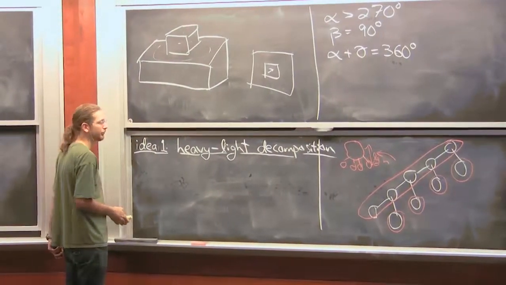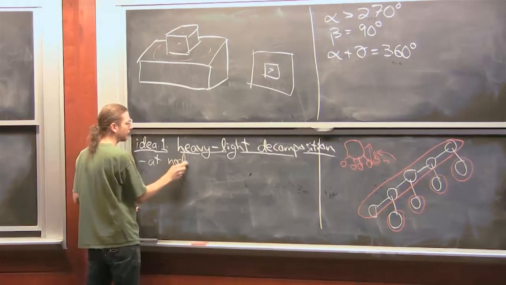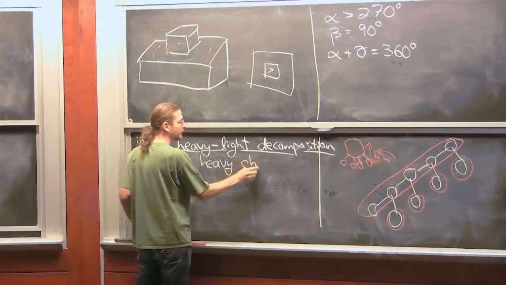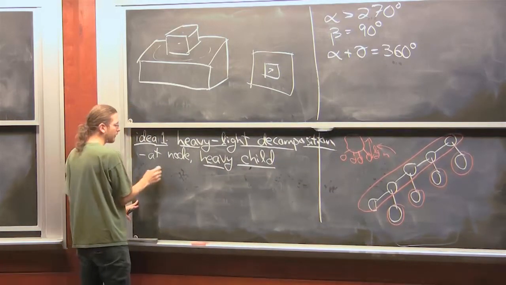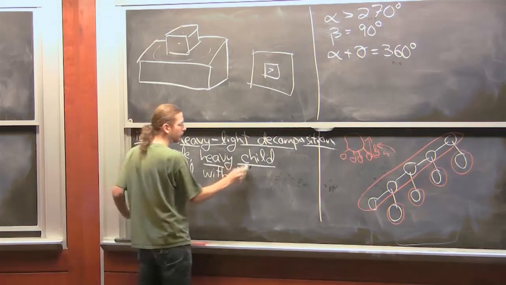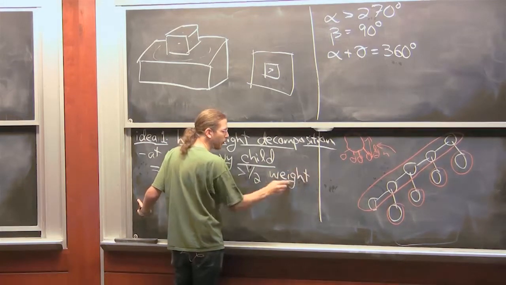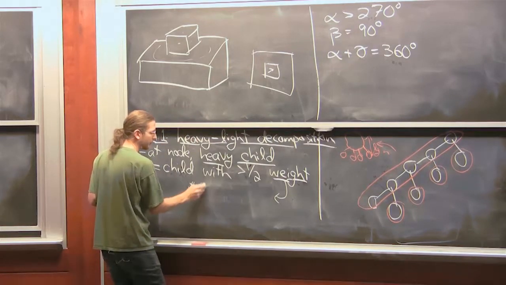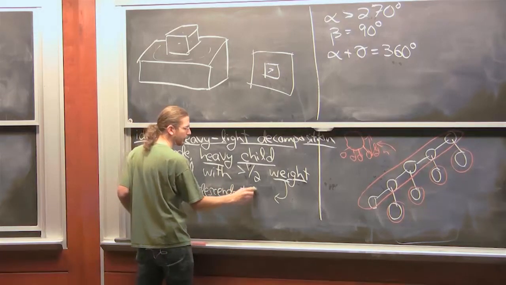It's very simple to define. For every node, you define the idea of a heavy child. This is a child with more than half the weight. The weight of a subtree is the number of descendant nodes. So the number of nodes in that subtree.